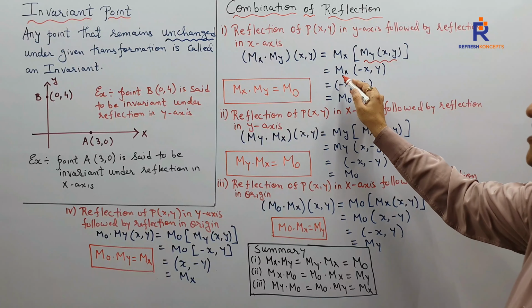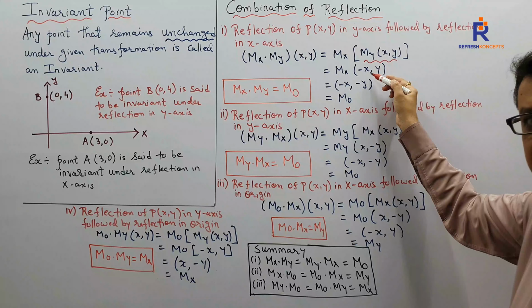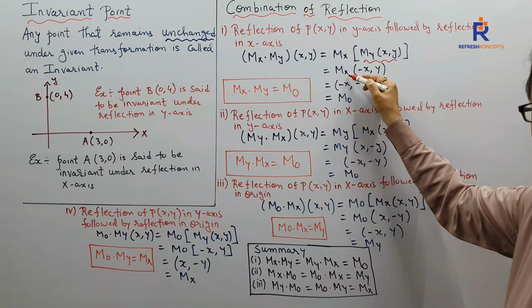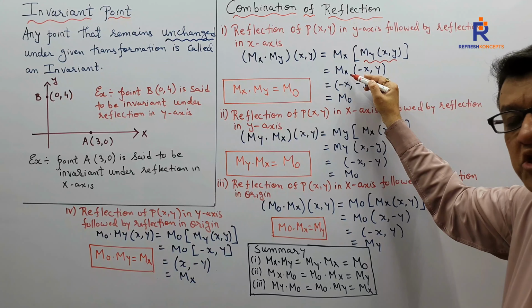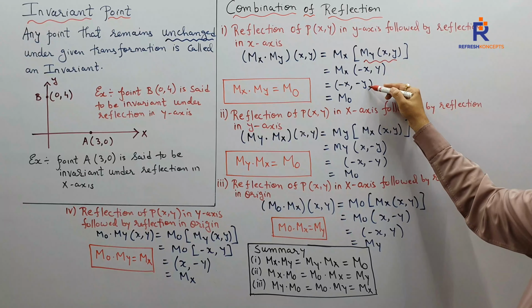Now what? Reflection of this one, which has already taken place under y-axis. Now what if it undergoes reflection along x-axis? Now undergoes along x-axis means what should change? Y coordinate should change. So my x coordinate remains the same, but y coordinate changes.